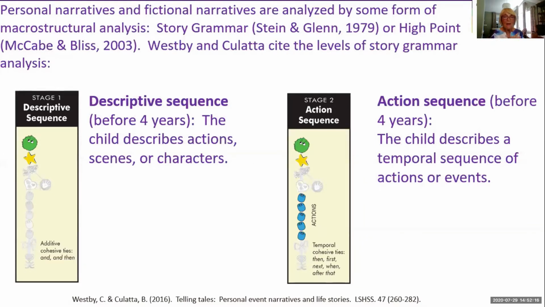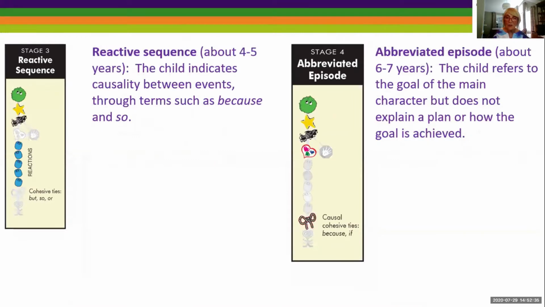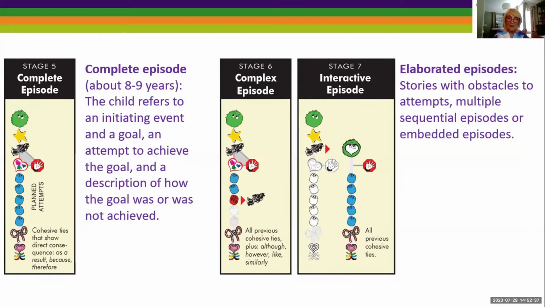So we may have a 4th grader or an 8th grader, as we are showing you today, who is functioning at like a stage 2 or 3, and they need to be beyond that. So we just thought we'd include these. You'll notice that the additive and temporal cohesive ties are present on each of the rectangles here. So about 8 years old, children should be able to tell a complete episode.